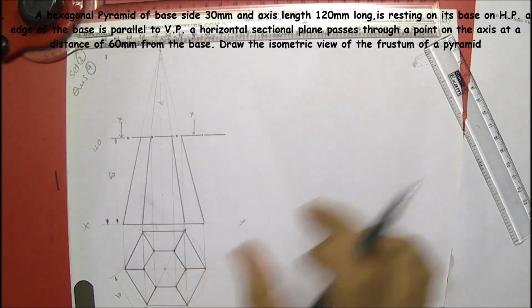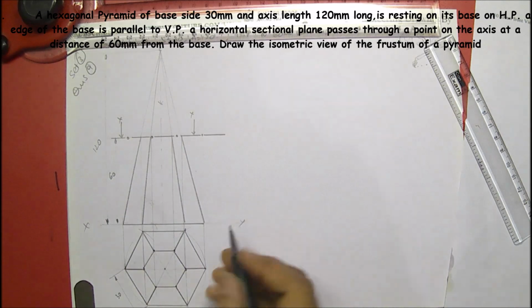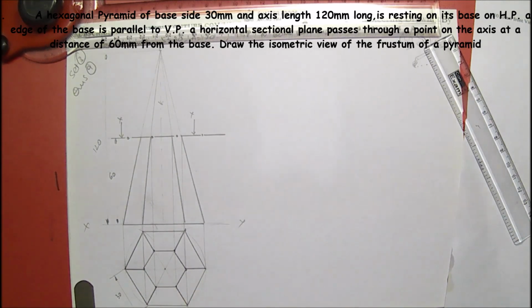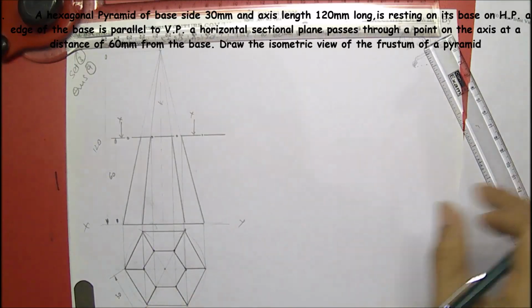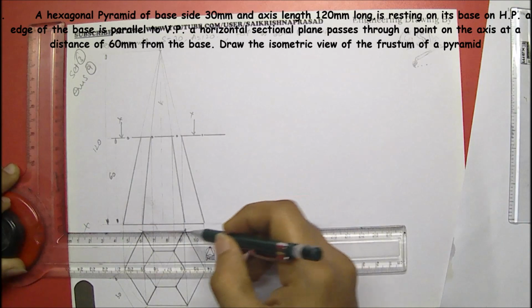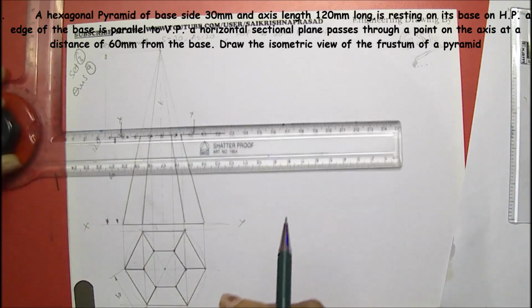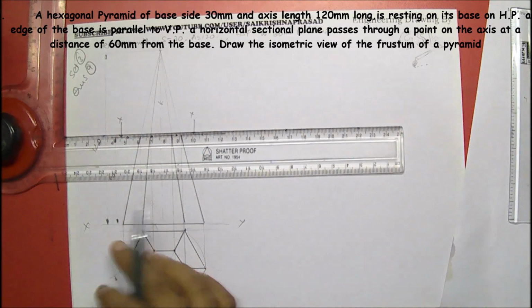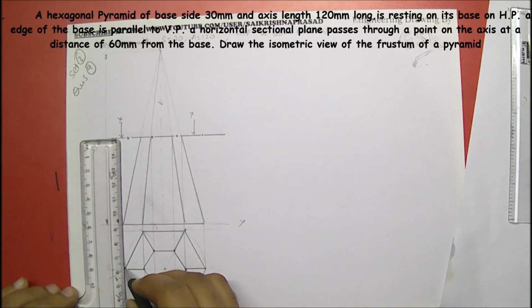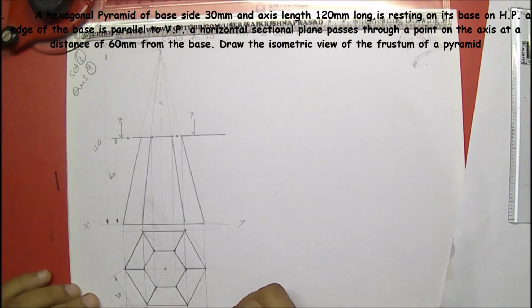We have to draw this in an isometric form, isometric projection. For isometric projection, we have to keep this in a box manner. So let's keep this in a box. Let's take off this clip. Now I have kept this figure in a box. This is O.